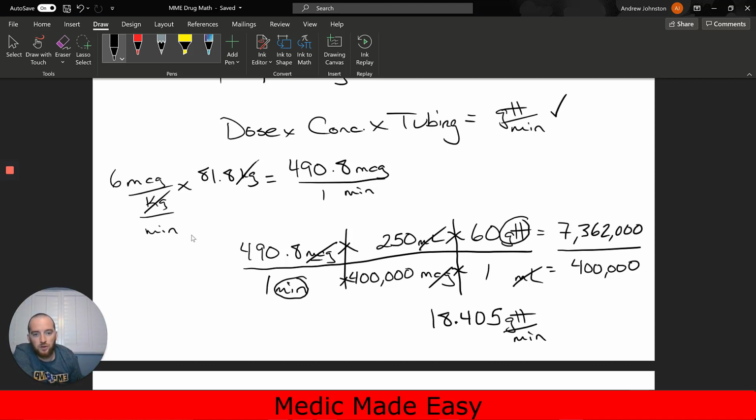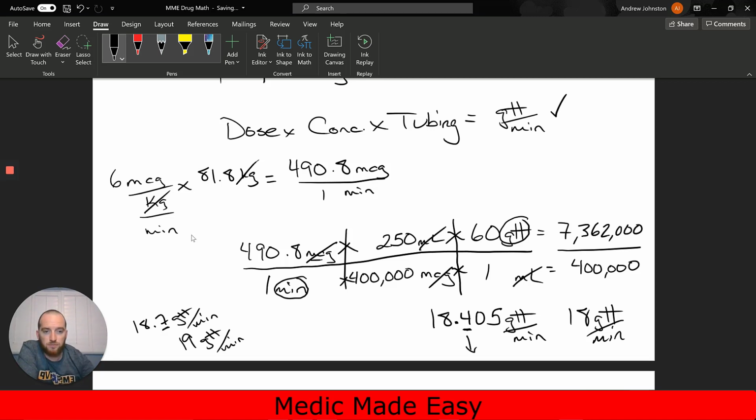And so what we do, if it's 0.4 and lower, we'll round down. If it was 0.5 or higher, we would round up to the next whole number. So 18.405, we're going to round that down to just 18 drops per minute. Again, just a side note, if it was 18.7 drops per minute, and it's 0.5 or higher, we'd round it up. So we would say 19 drops a minute. But in this case, it was 18.4, so we rounded down to 18 drops per minute.